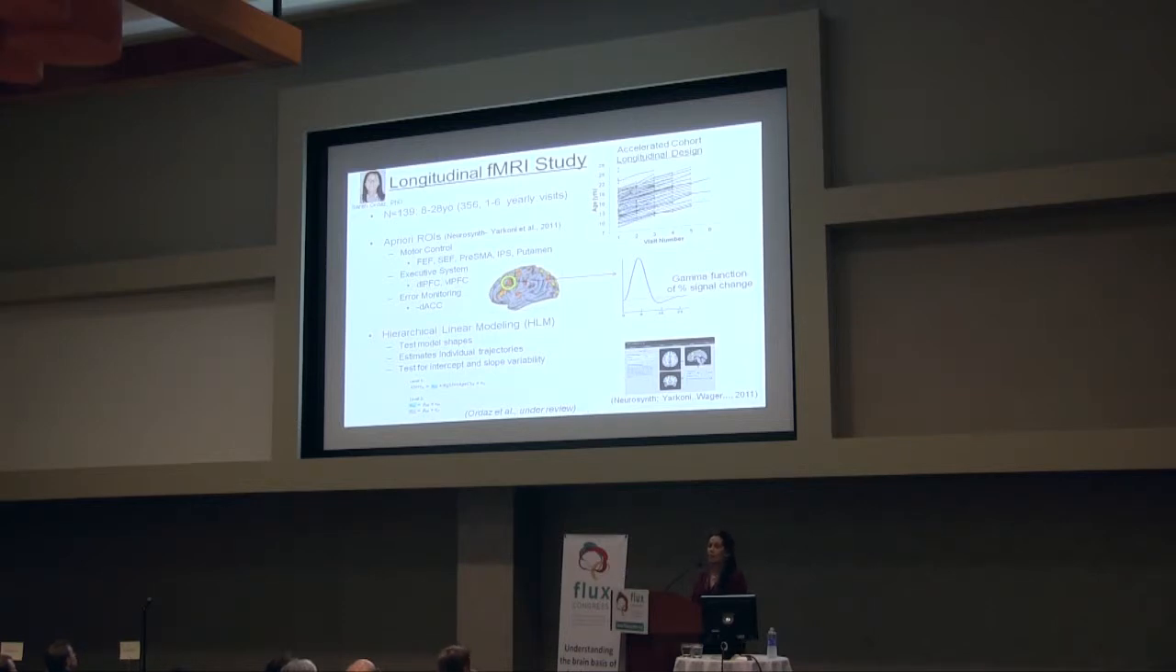And then because of the amount of data, and also because we wanted to be hypothesis-driven, we chose our regions of interest in an a priori fashion. We selected the circuitry that we know supports the motor control aspects of the anti-saccade task. We also selected to look at executive regions, and finally to also look at the error monitoring region of the dorsal anterior cingulate cortex. And we applied hierarchical linear modeling so we could test model shapes, estimate individual trajectories, and test for intercept and slope variability. By the way, this is a study that was Sarah Ordaz's dissertation. She's here. Say hello. And if you have detailed questions, you can always ask her as well.